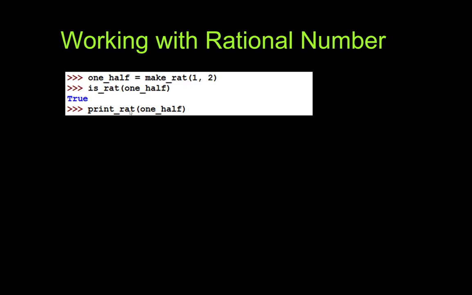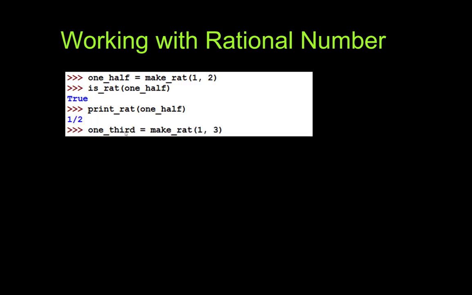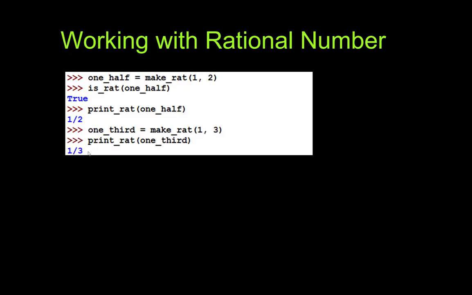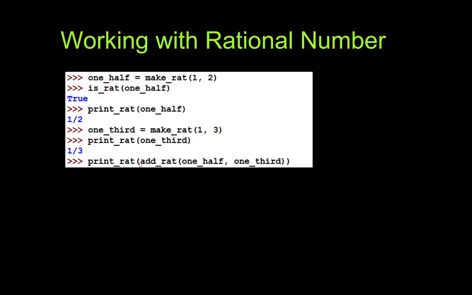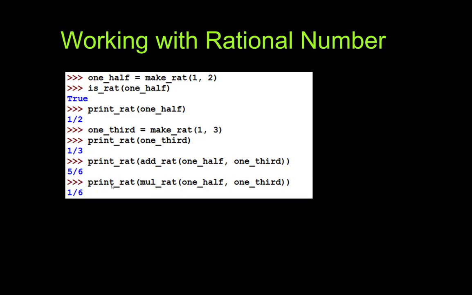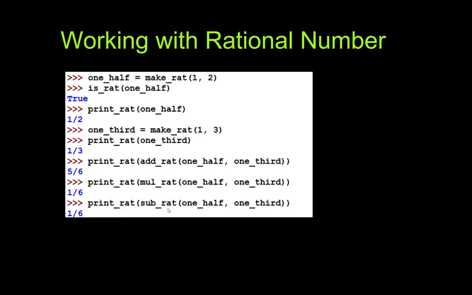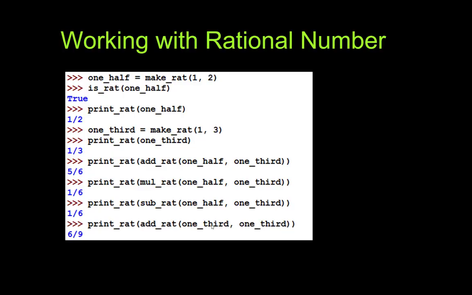When you print the rational number 1/2, you will get 1/2. When you define 1/3 equal to make rational number 1 over 3, when you print it, you get 1 over 3. When you print the addition of two rational numbers 1/2 with 1/3, you get 5 over 6. Likewise, when you print the product of 1/2 and 1/3, you get 1/6. And you subtract 1/2, 1/3, you get 1/6. When you add 1/3 with 1/3, you get 6 over 9.